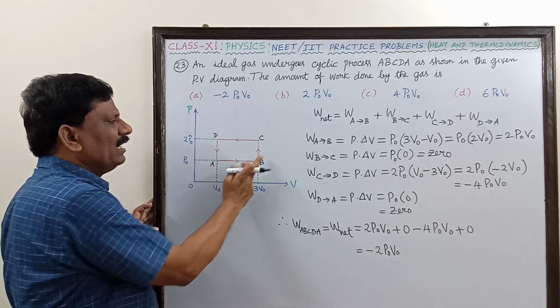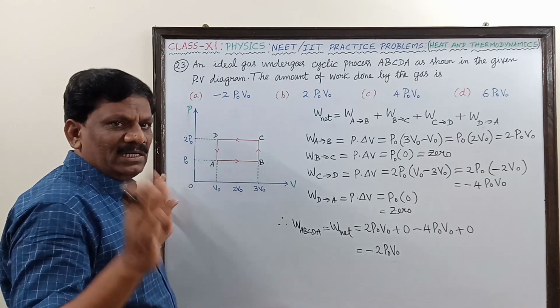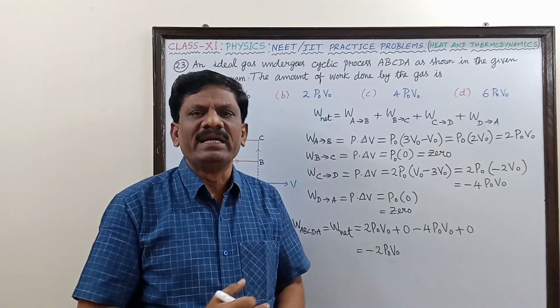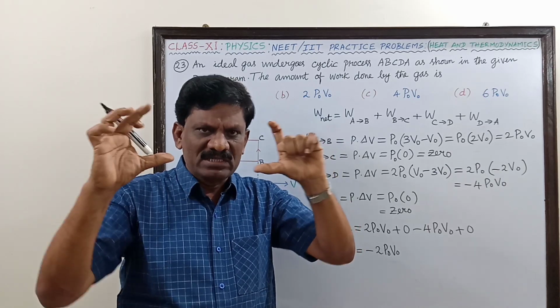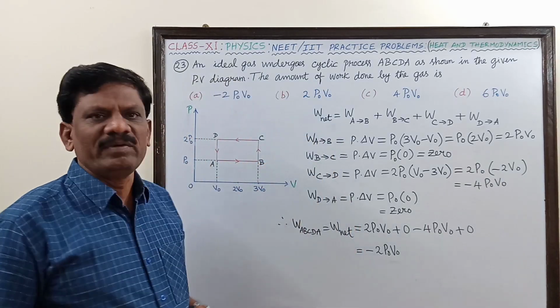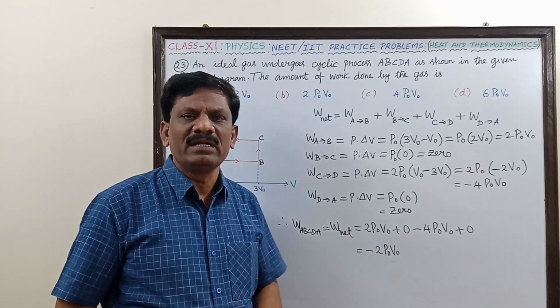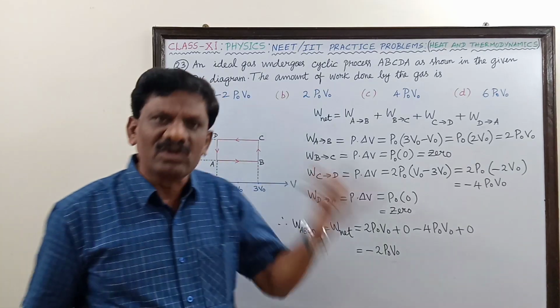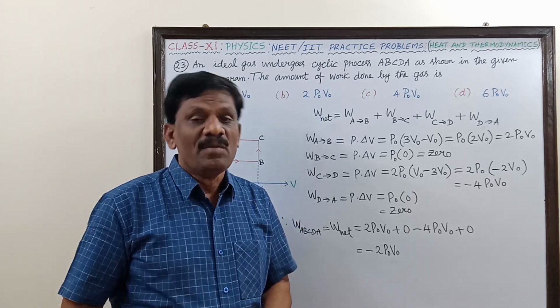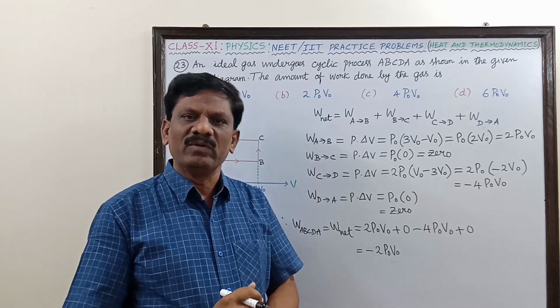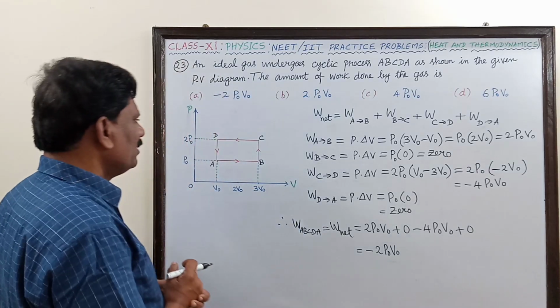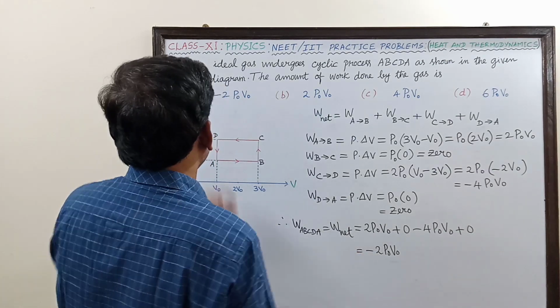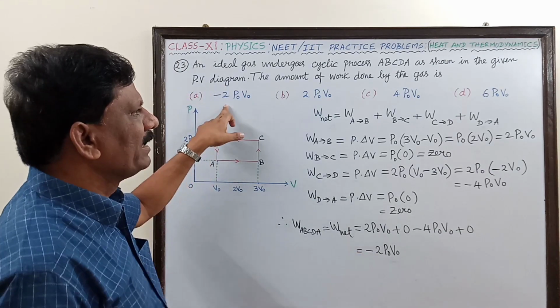It is anti-clockwise direction. So you must keep in your mind that whenever the closed loop is anti-clockwise, the net work done will be negative only. And also you must remember, whenever this loop is clockwise, the net work done will come as positive. This is additional information you have to remember. Okay children. So what is the answer now? Option A. Option A is the correct answer.